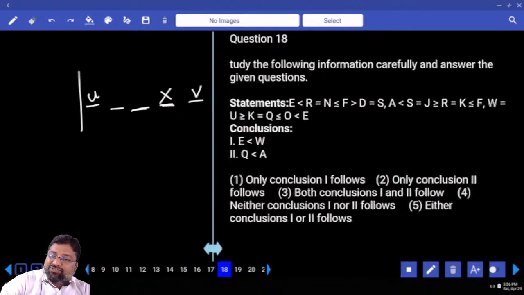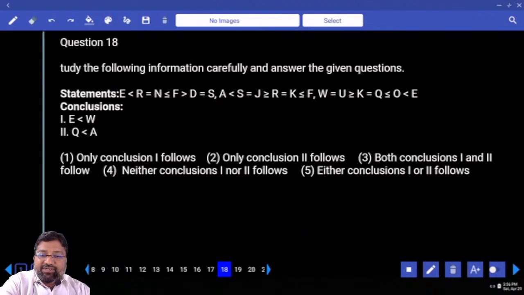Okay, we have a question on coded inequalities, but the thing here is, he is giving us how many equations? 3 equations. Right? So if I am supposed to go from E to W, what am I supposed to do? Where is W and where is E? This is W and this is E.